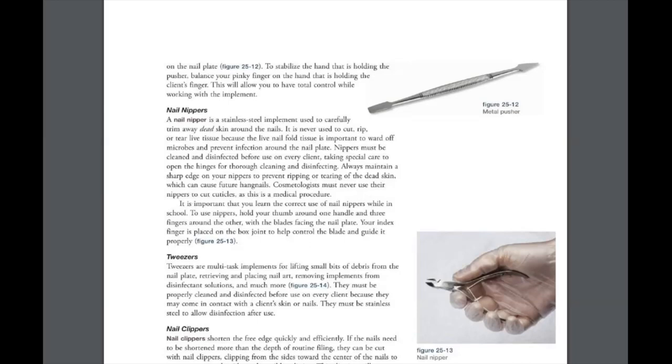We've all seen tweezers. We all probably have a couple pair at home. We've seen them here at school. You've seen them at the nail salon. If you haven't seen them, you're living under a rock, and I need you to come up from underneath the rock. Tweezers are multitask implements for lifting small bits of debris from the nail plate, retrieving and placing nail art, removing implements from disinfectant solutions, and much more. They get used for placing eyelashes, and they get used for removing hair.